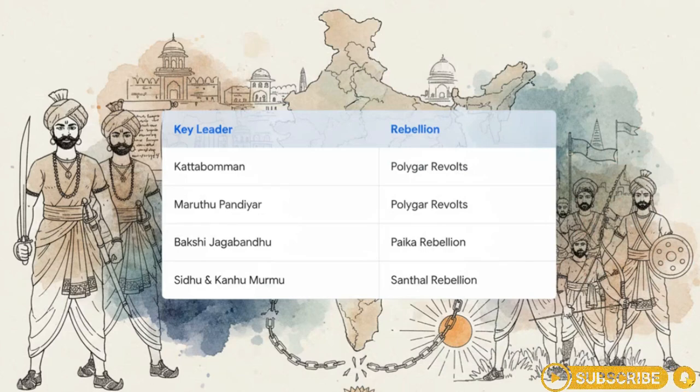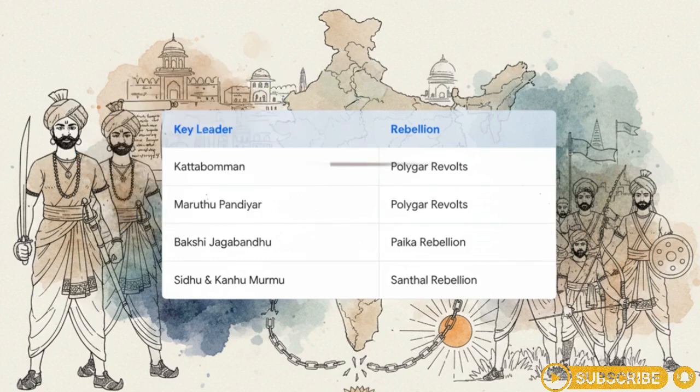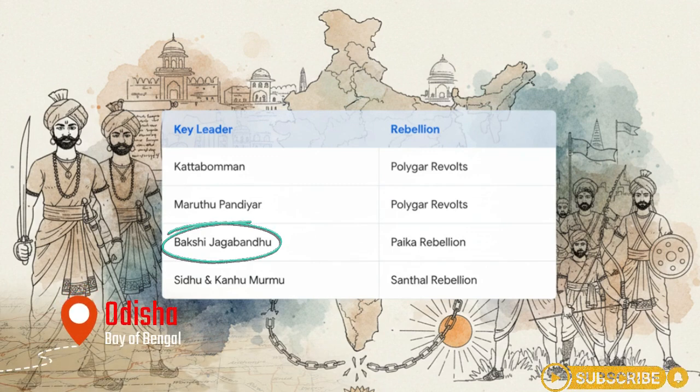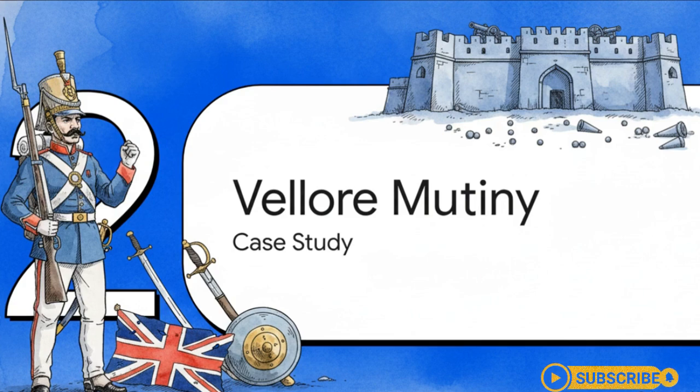So who were the early architects of this resistance? In South India, during the Polygar revolts, you had fierce warrior chiefs like Veerapandiya Kattabomman, who famously refused to pay those unfair British taxes. To the British, he was a rebel, but to his people, an absolute protector. When he was executed in 1799, the resistance continued under the Marutha brothers, Maruthu Pandiyar, who actually issued one of the earliest calls for Indian independence. Then you've got Bakshi Jagabandhu leading the Paika Rebellion in Odisha, and Sidhu and Kanhu Murmu driving the Santhal Rebellion in eastern India.